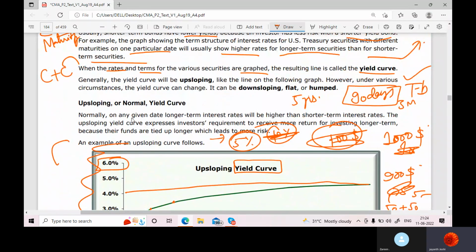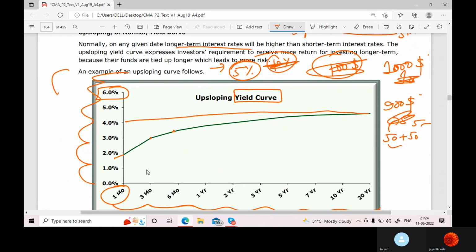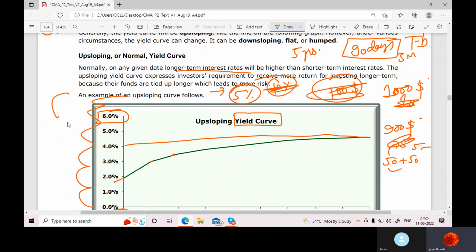So normally on any given date, longer term interest rates will be higher than short term interest rates. So as you increase the number of months, you see a higher yield every time. The upward sloping curve expresses investors' requirement to receive more return for investing long term because their funds are tied up longer, which leads to more risk. That's why they want more returns.